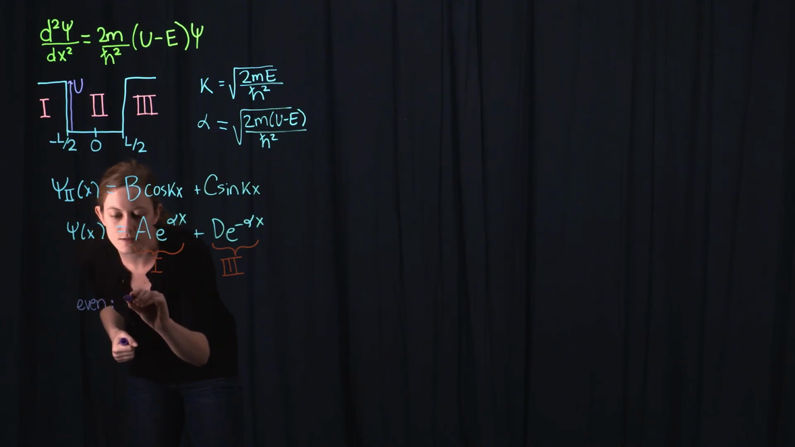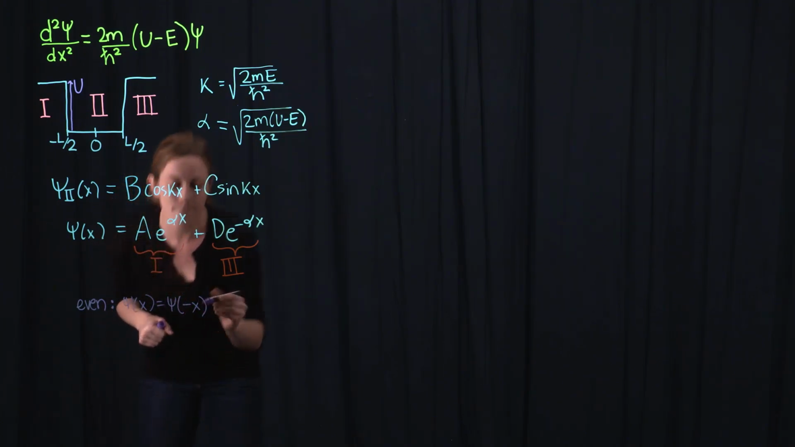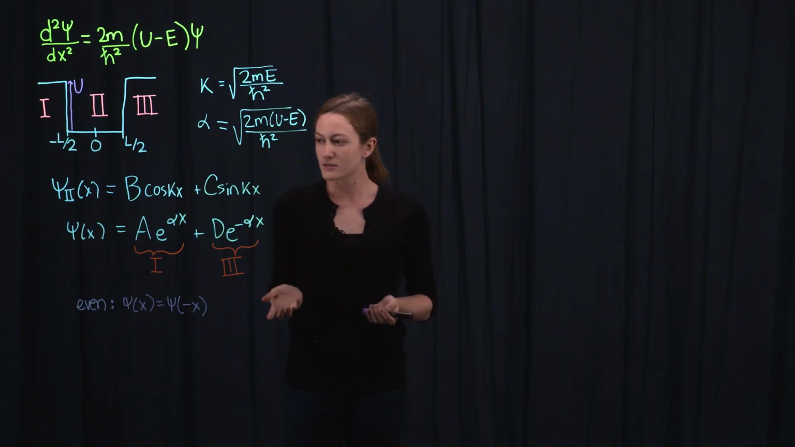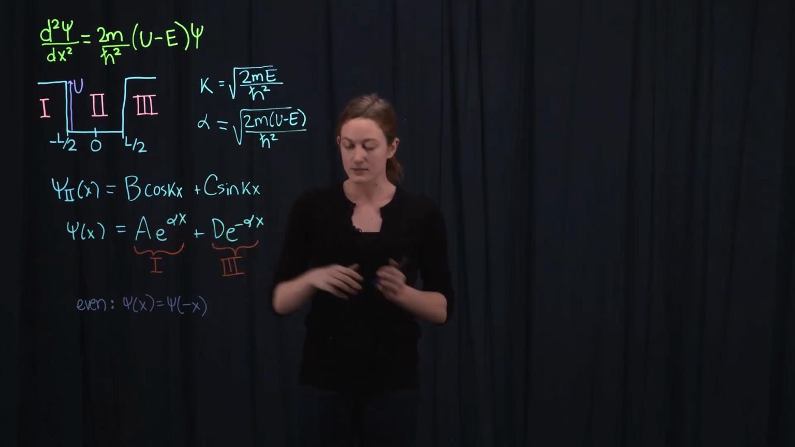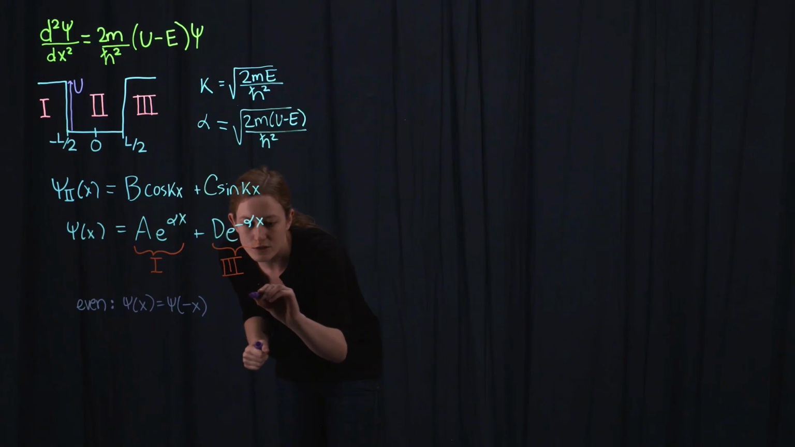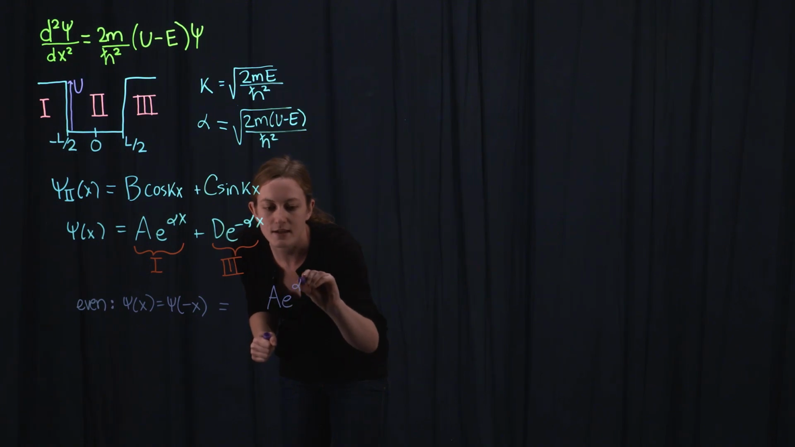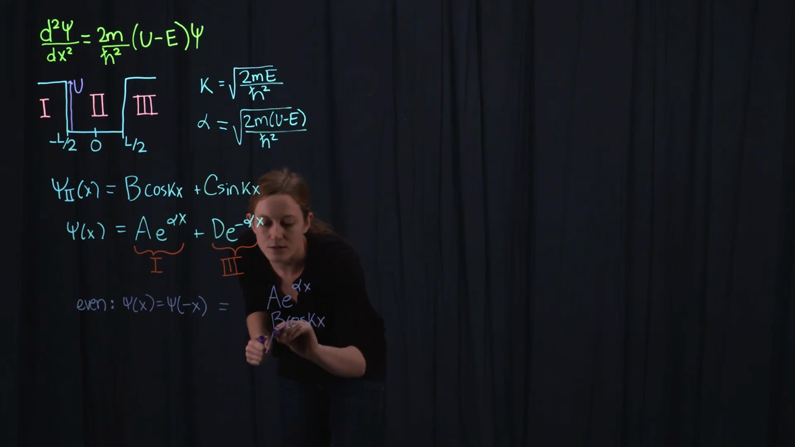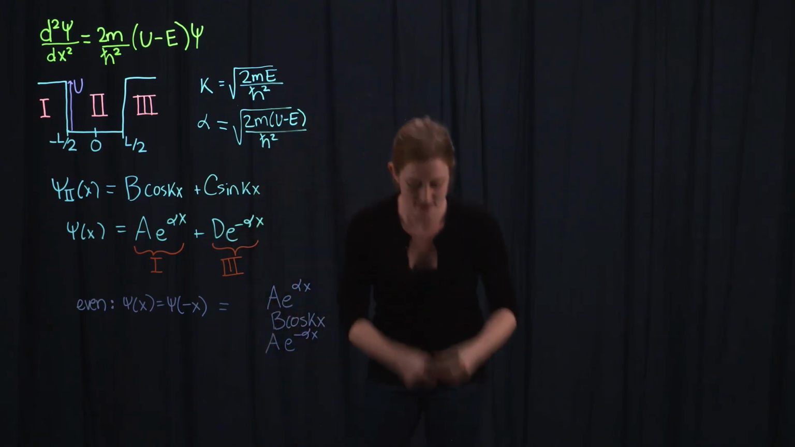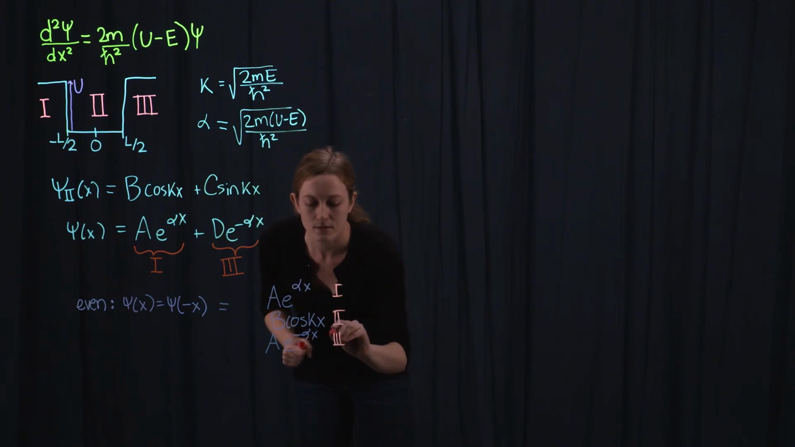There are even solutions, by which I mean psi of x equals psi of minus x. And for these even solutions, since cosine is an even function, C equals 0 and A equals D. So these are of the form in region 1, psi equals A e to the alpha x. In region 2, it goes like the cosine. And in region 3, it goes like A e to the minus alpha x. This is in regions 1, 2, and 3.